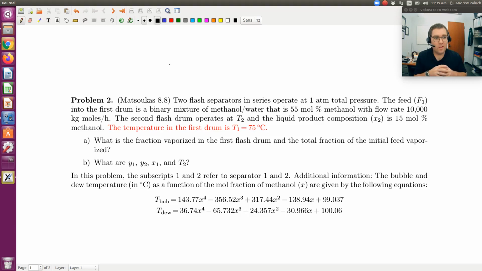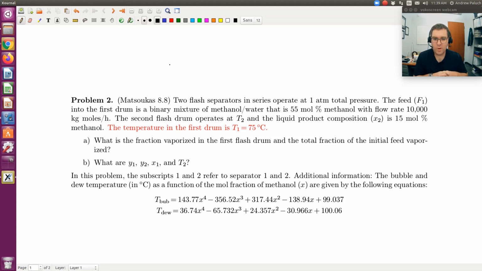All right, let's take a look at problem 2. So we're told we have two flash separators in series that operate at 1 atmosphere total pressure. The feed F1 into the first drum is a binary mixture of methanol water that is 55 mole percent methanol with a flow rate of 10,000 kilogram moles per hour.